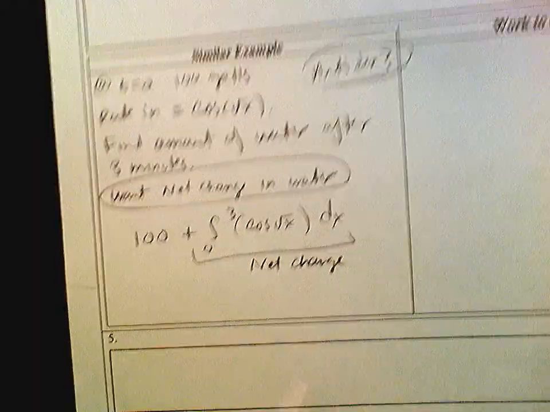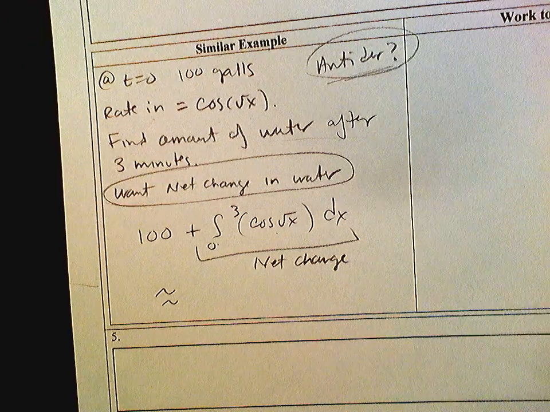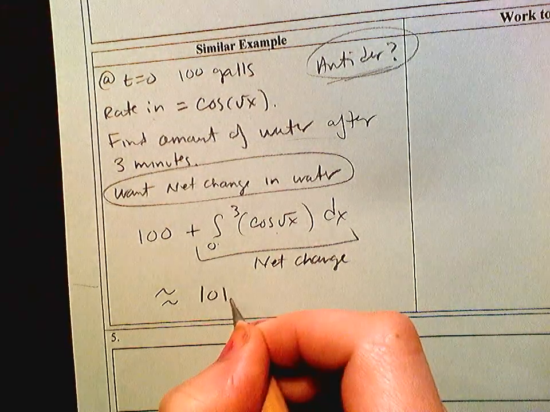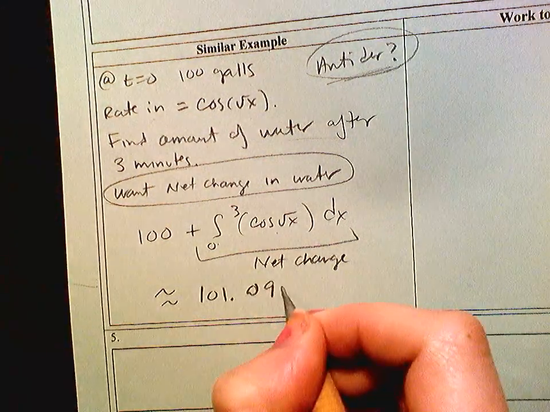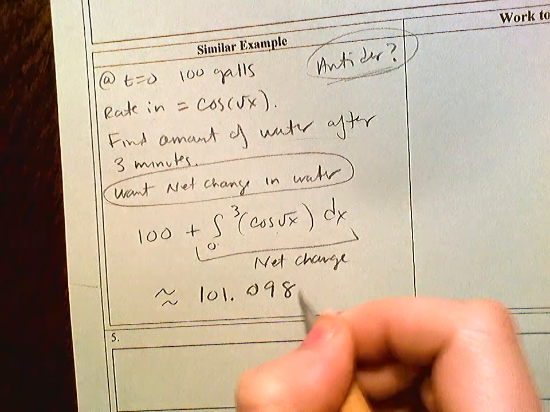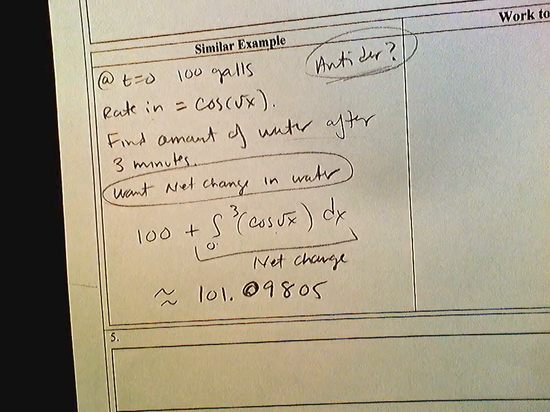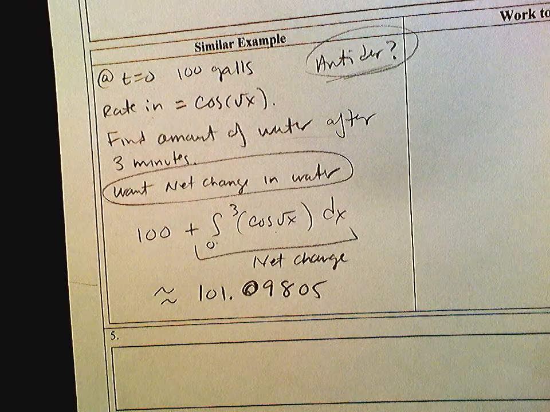So this is the amount of water, approximately 101.098. I'll say 05. I used 5 decimal places.